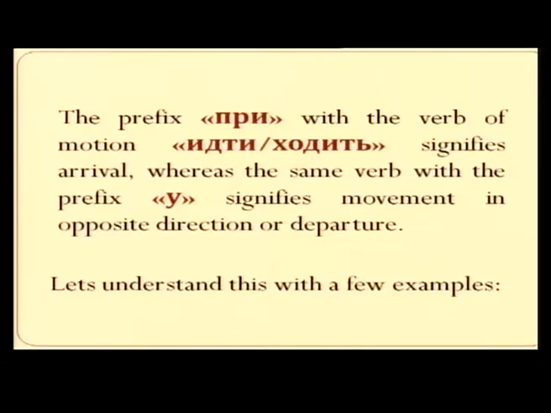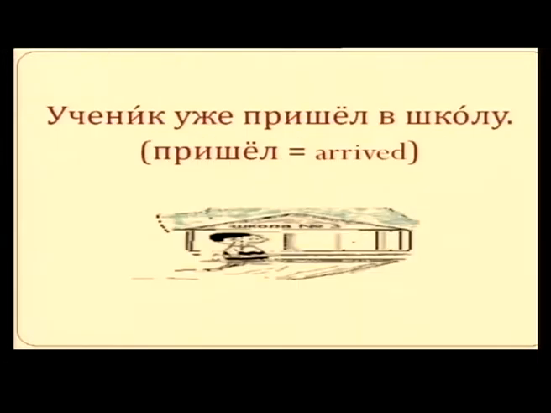Let us see with the help of a few more examples. The prefix pri with the verb of motion ichi, khajij signifies arrival, whereas the same verb with prefix u signifies movement in the opposite direction, or departure. Let us understand them with a few examples.